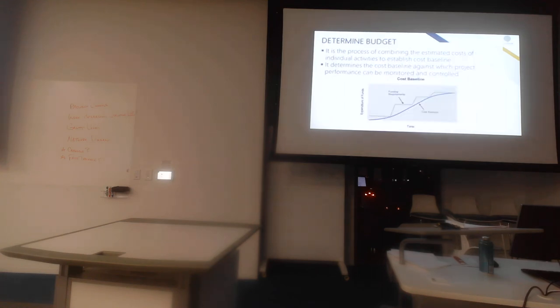Third is the determined budget, which is again the process of aggregating the estimated costs of individual activities. So now you're breaking down costs based on individual tasks. For example, software installation, that's a task. What's it going to cost? Next, you have how many people you wish to have on this particular task. Well, what is that going to cost, and so on.